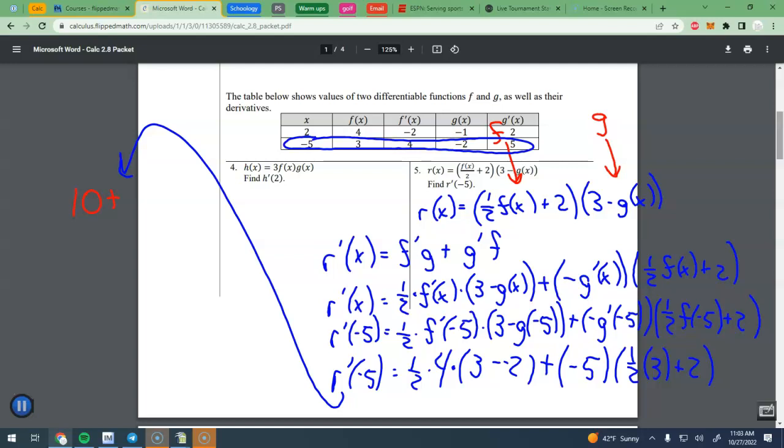Bullying me. So this is 3/2 plus 2, 7/2. And then times -5 would be -35/2. Then I would just stop. If you had to keep going, that's really like 10 minus 17.5. Is that the answer?